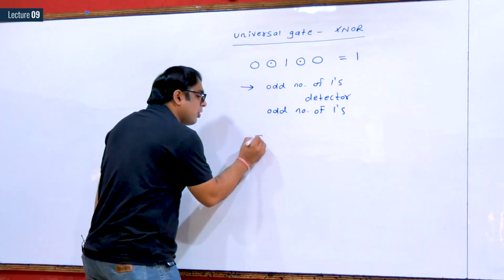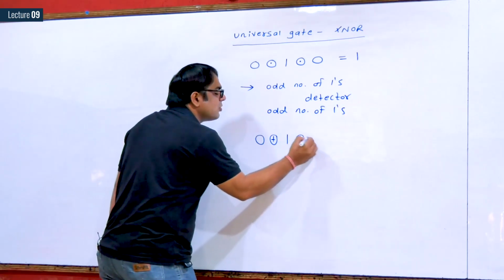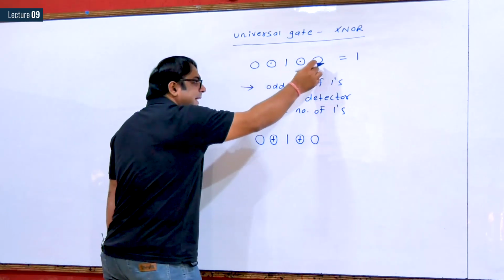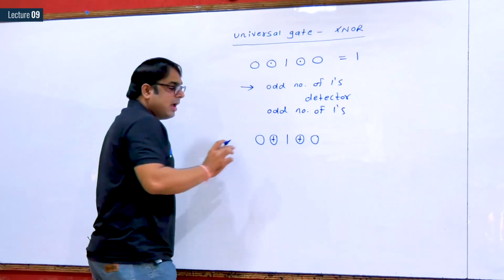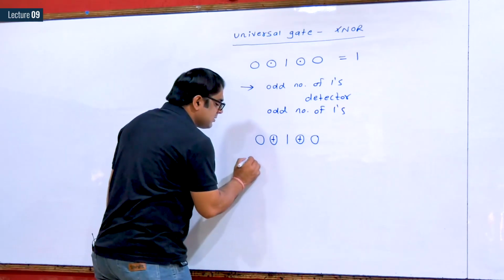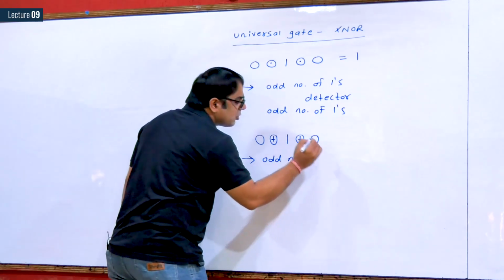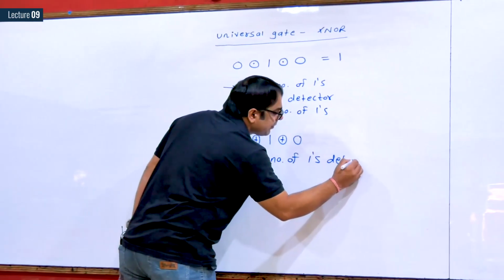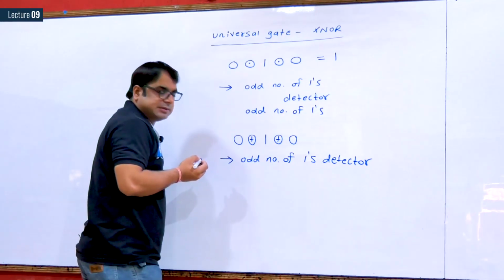Now, solve 0 XOR 1 XOR 0. Same 3 inputs, but this time XOR operation. XOR is always odd number of ones detector.